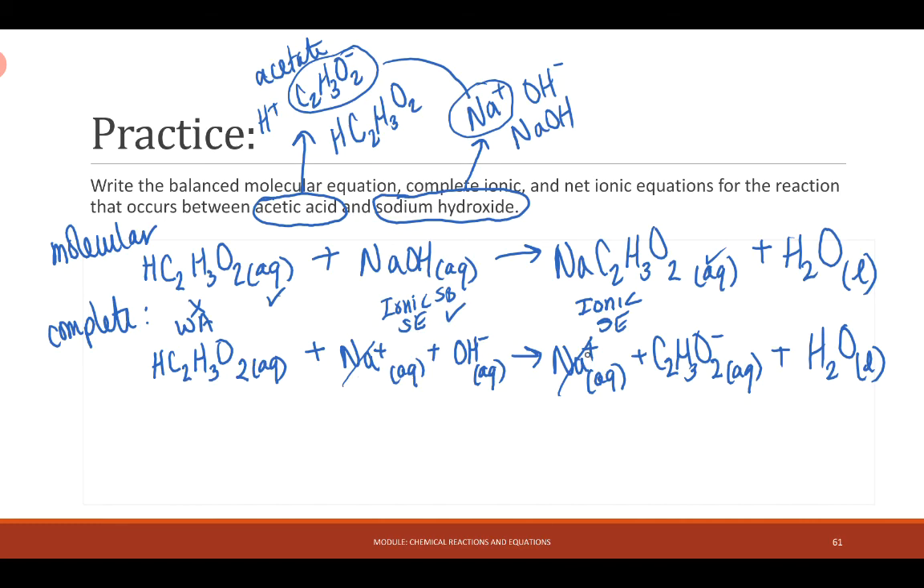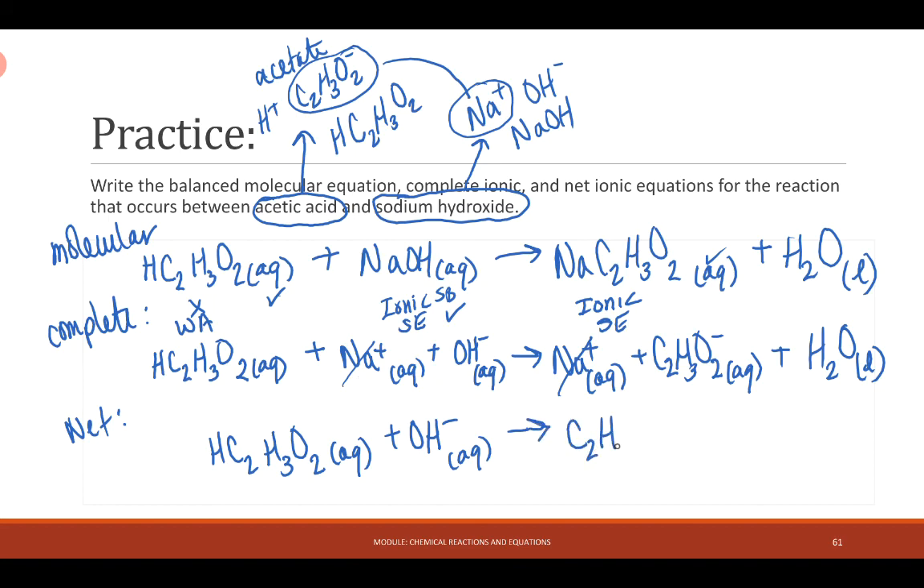But my sodiums will cancel out, and then I'll be left with my net ionic equation, which will include my acetic acid and my hydroxide anion, forming acetate anions and water. That's a 2 down here.